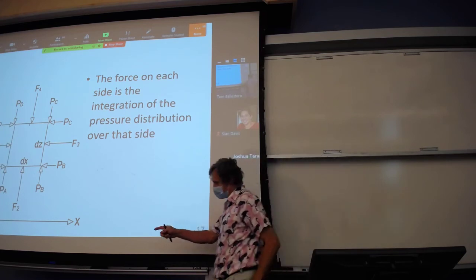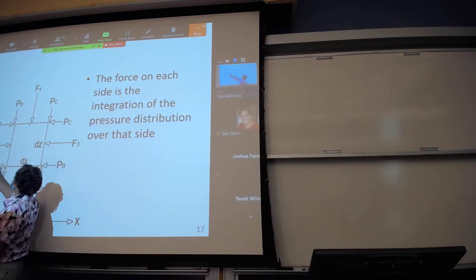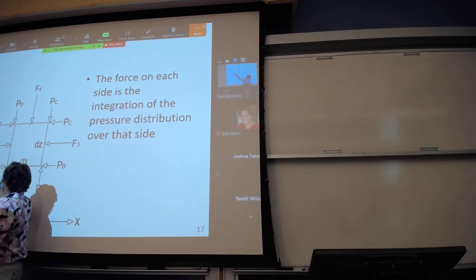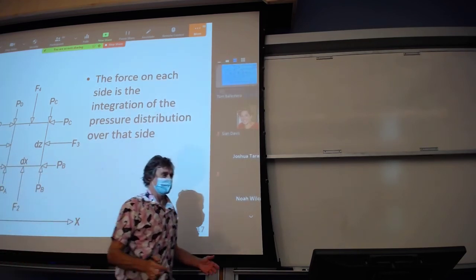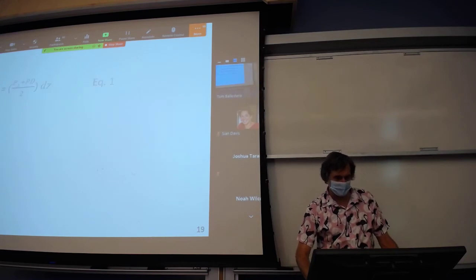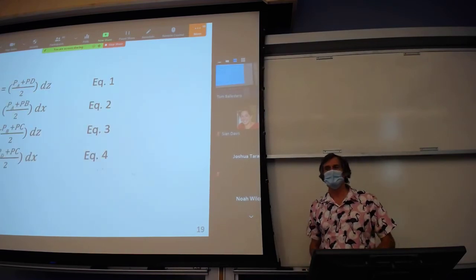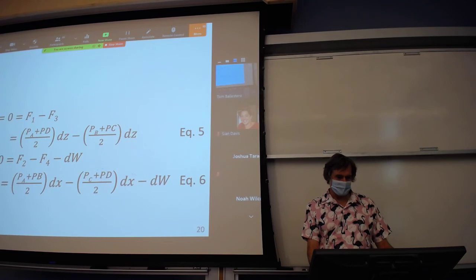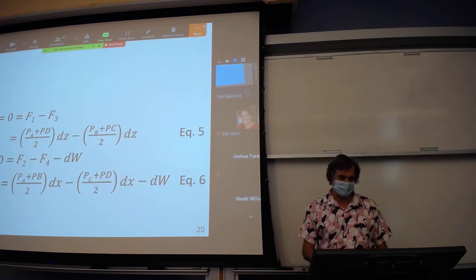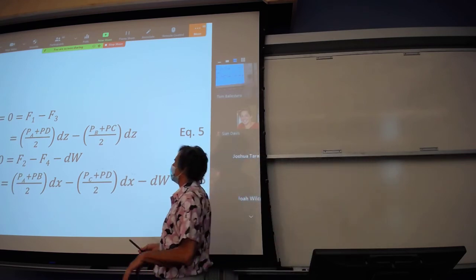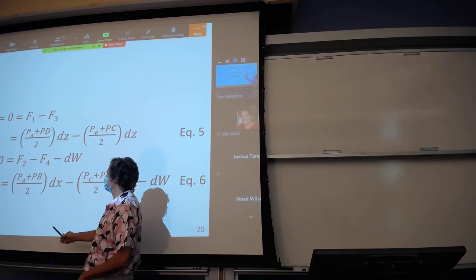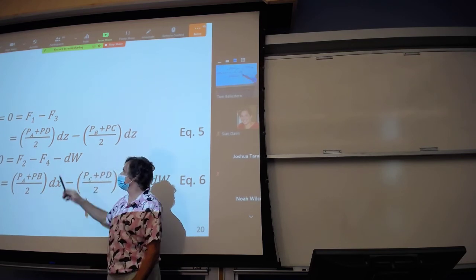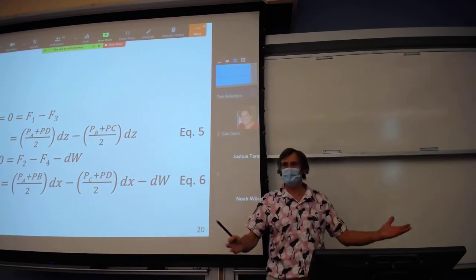So again, F1, we did this on another slide, is the average of those two, PA plus PD over 2, times the distance it operates over, dy. So that's what's on this slide in all those equations I just put up there. And when we look at the sum of the forces in the x or the sum of the forces in the z, again, we're looking at F1 minus F3 in the x, F2 minus F4 minus the weight. Same thing we just wrote on the other one.